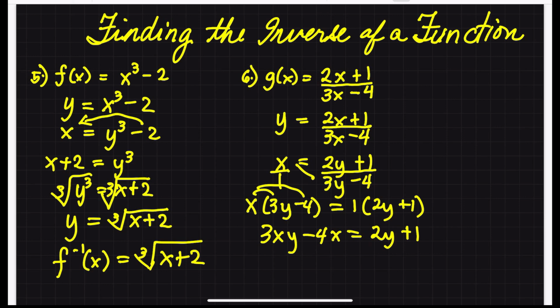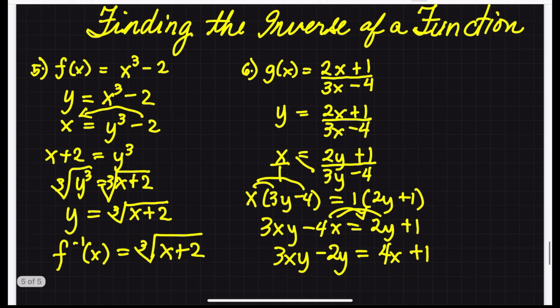Okay, next. Lahat ng may y, ilagay natin sa kaliwa. At lahat ng walang y, dun naman sa kanan. Okay? So, ang mangyayari dito, magiging 3xy. Nandyan pa rin si 3xy kasi meron siyang y. Tapos, si negative 4x, ililipat natin dun sa kanan, magiging positive 4x. Yung 2y, lagay natin sa kaliwa, magiging negative 2y. So, yung plus 1, mananatili dun sa kanan ng equation.